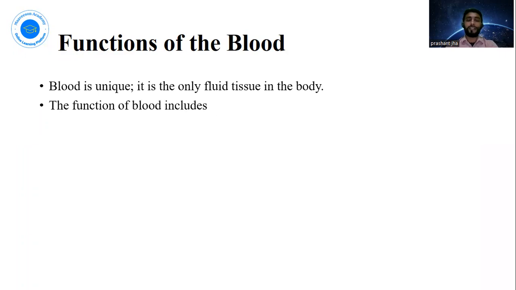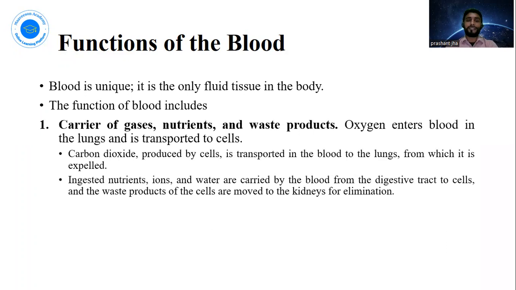The function of blood includes carrier of gases, nutrients, and waste products. Oxygen enters blood in the lungs and is transported to the cell. The carbon dioxide produced by cell is transported in the blood to the lungs, from which it is expelled. The ingested nutrients, ions, and water are carried by the blood from the digestive tract to the cell, and the waste product of the cells are moved to the kidney for elimination.